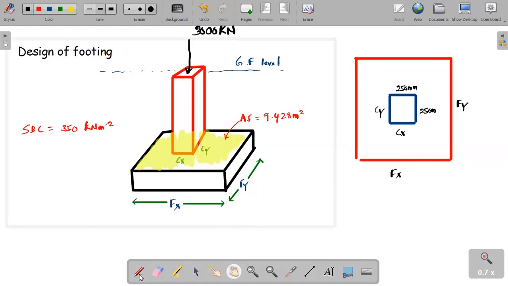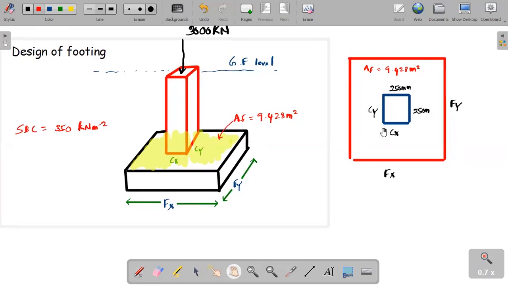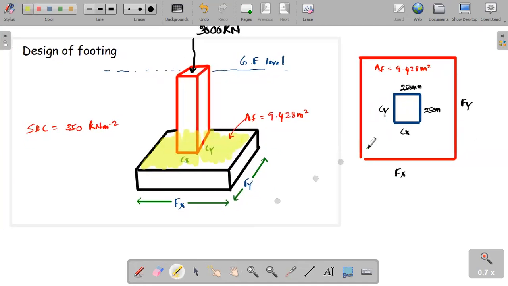Okay, we found the area. That means the area of the footing AF is equal to 9.428 square meters. We know this is a square. There is something you should consider: the size of the column. The size of the column, that means cx and cy, are equal in this case. That means the column is just a square. Then no need to worry about the size of the footing. If the column is square type, that means cx and cy are equal, nothing to worry. The footing also should be square type.